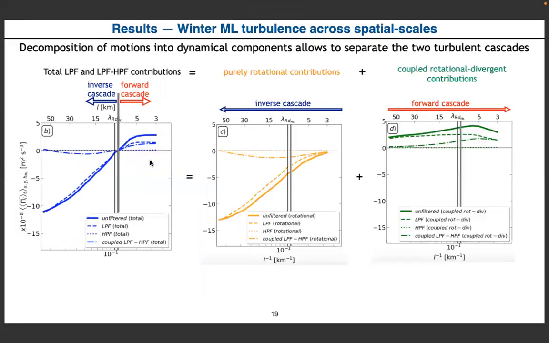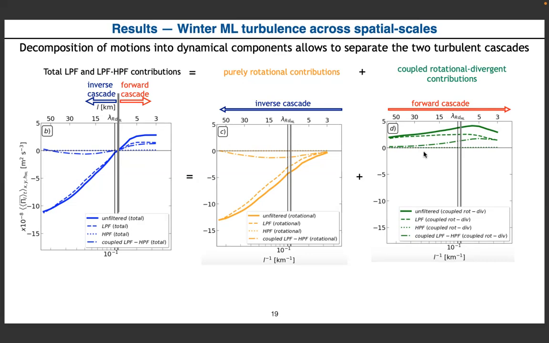This is the decomposition of motion into dynamical components, which allows us to cleanly separate the inverse cascade from the forward one. So the inverse turbulent cascade is done by interaction between the rotational components of the different motions. And the forward cascade is done by the coupling between the rotational and the divergent components of the different classes of motions. So we can note that the rotational component is important for both the inverse and forward cascade.